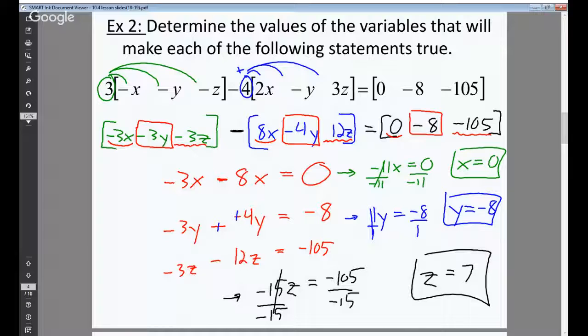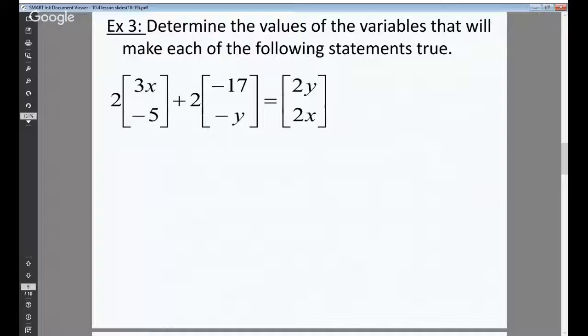And there you go. You have your x, you have your y, you have your z. You're done. You see, it wasn't too bad. Just distribute and then pair up the numbers in the same spots, and you're good to go. So with that, moving on.